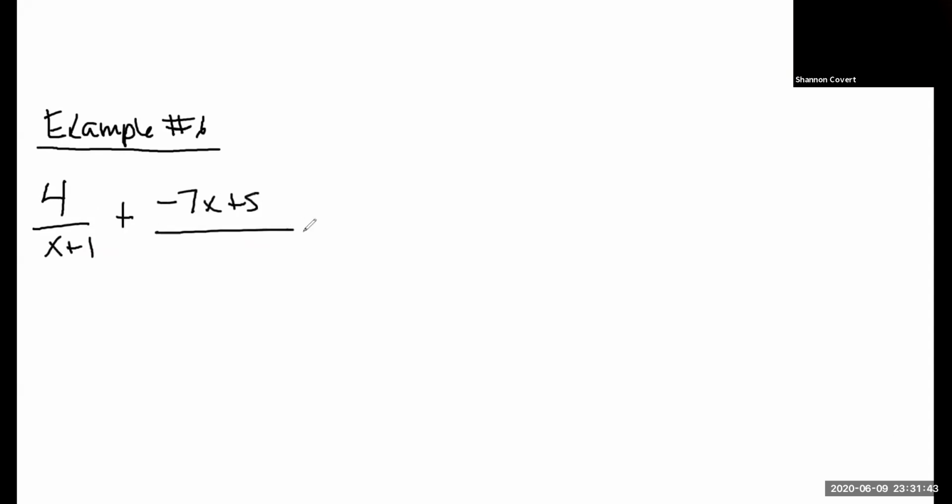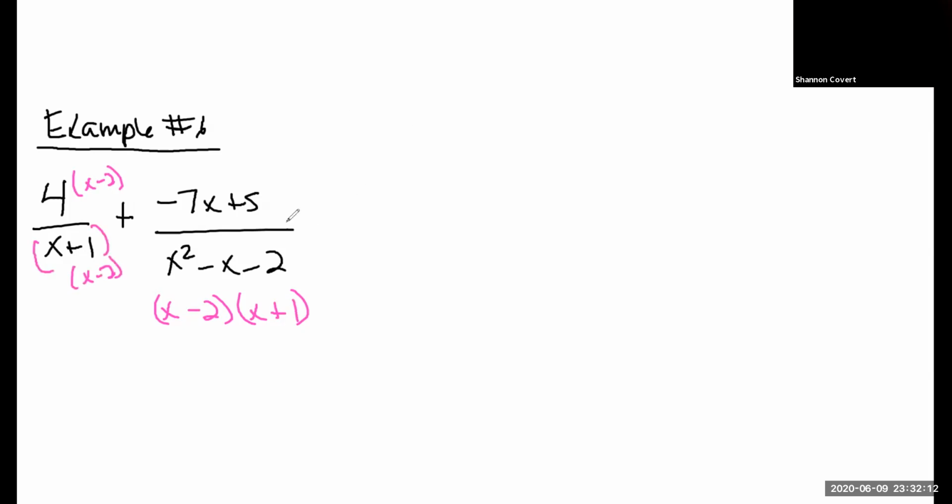Example number 6. I have 4 over x plus 1 plus negative 7x plus 5 over x squared minus x minus 2. I need to factor that second denominator. 2 factors of negative 2 that when I add them together give me negative 1. So x minus 2, x plus 1. So my first fraction is missing the x minus 2. And I don't have to worry about the second one.